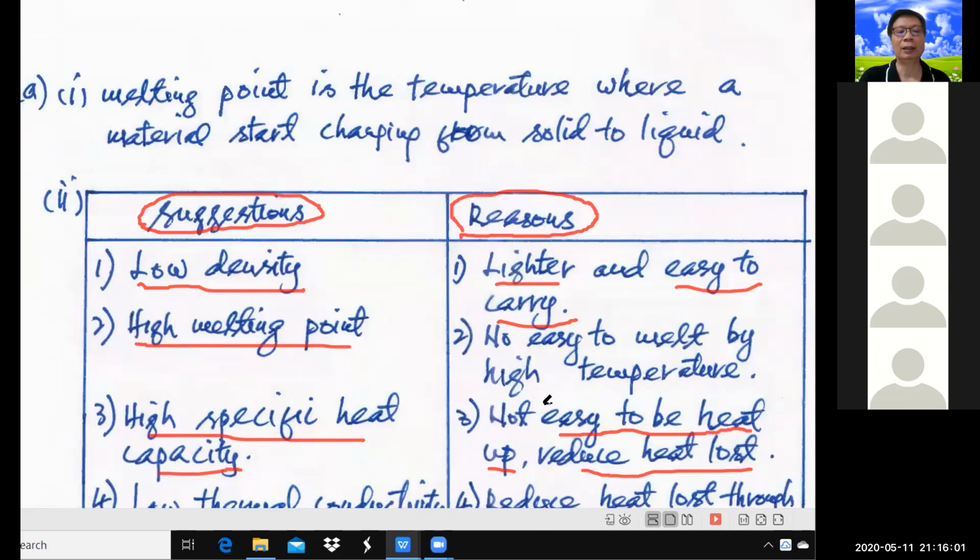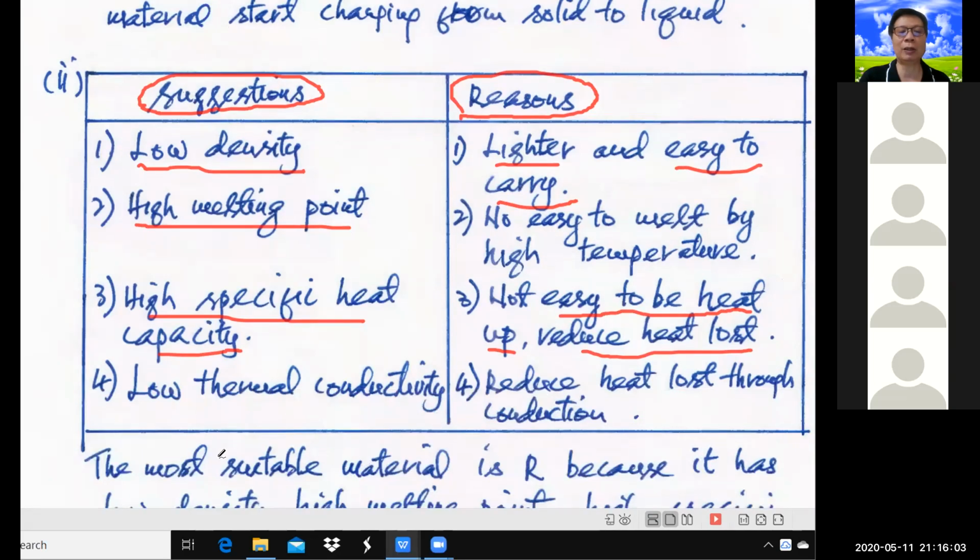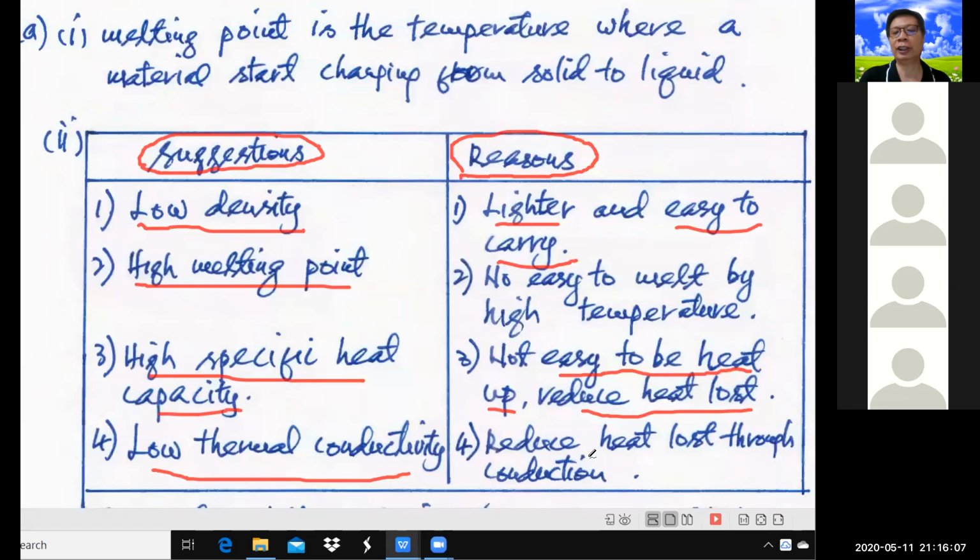All right, and then the last one, low thermal conductivity, right? The reason is to reduce heat loss through conduction. When the thermal conductivity is very low, it means heat is not easy to conduct, so it is not easy to lose heat through conduction. Okay, that is the reason.